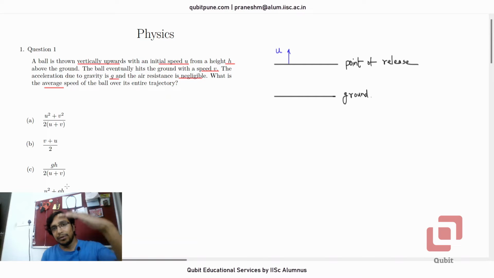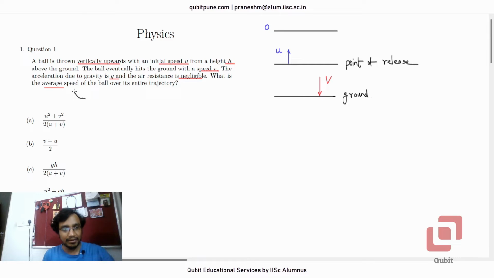Clearly, the ball's speed is going to decrease, and after the ball reaches a certain height, the speed will become 0, and then the ball begins its descent. It starts traveling downwards, and the moment it hits the ground, it has speed v. Clearly, v is going to be greater than u. They want us to determine the average speed of the ball over its entire trajectory.